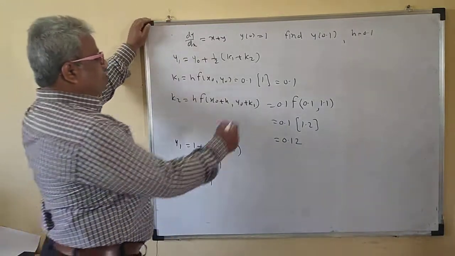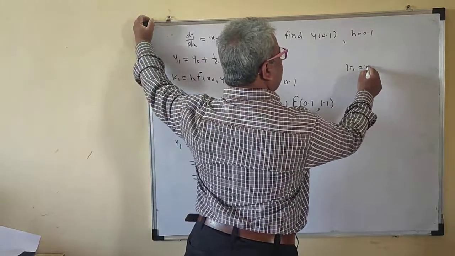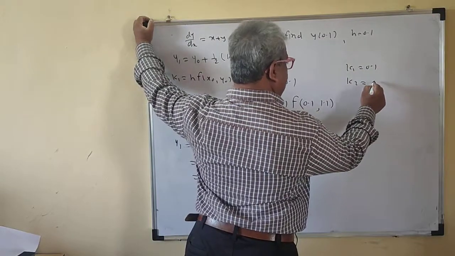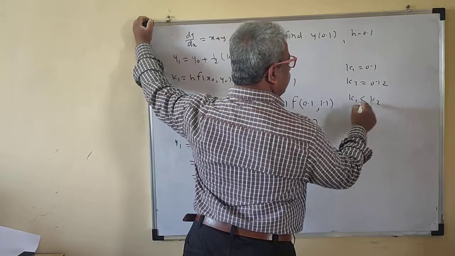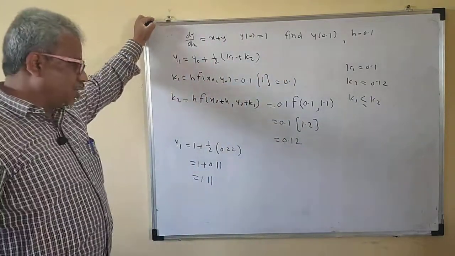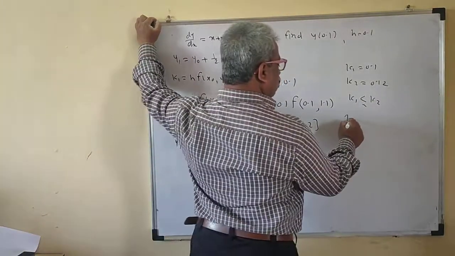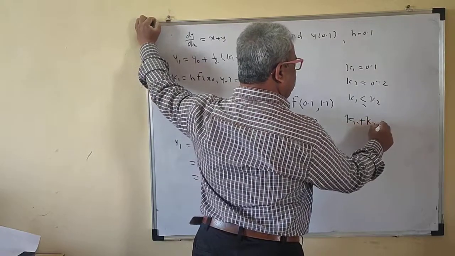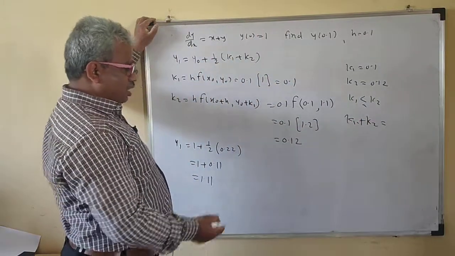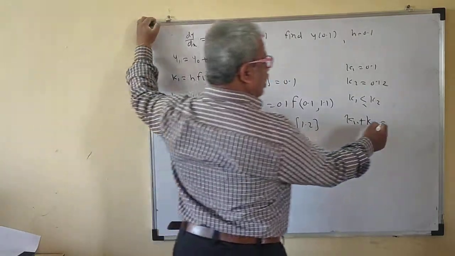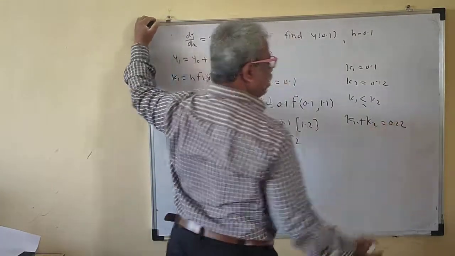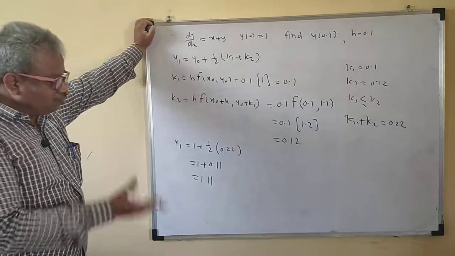So here, k1 is 0.1. What is your k2? It is 0.12. So k1 is less than k2 here. If you want k1 plus k2, you have already calculated k1 and k2, so just take the addition of these, which is 0.22. Check which one is the correct option.